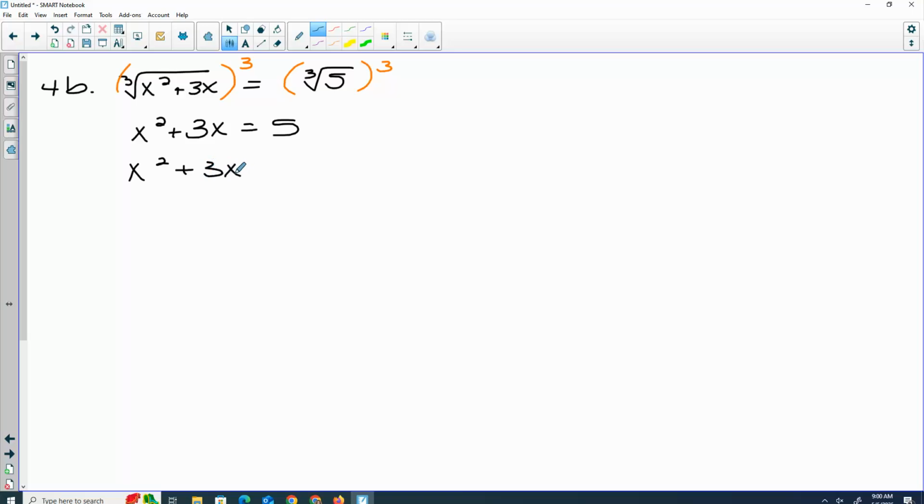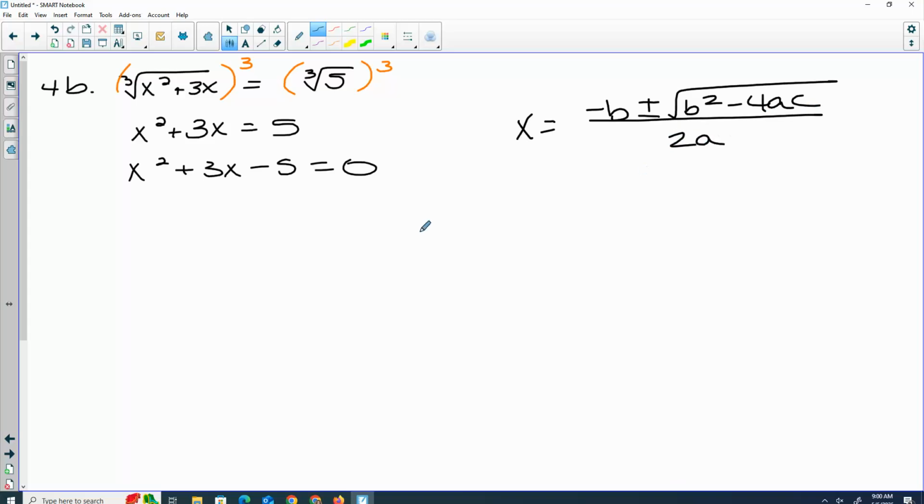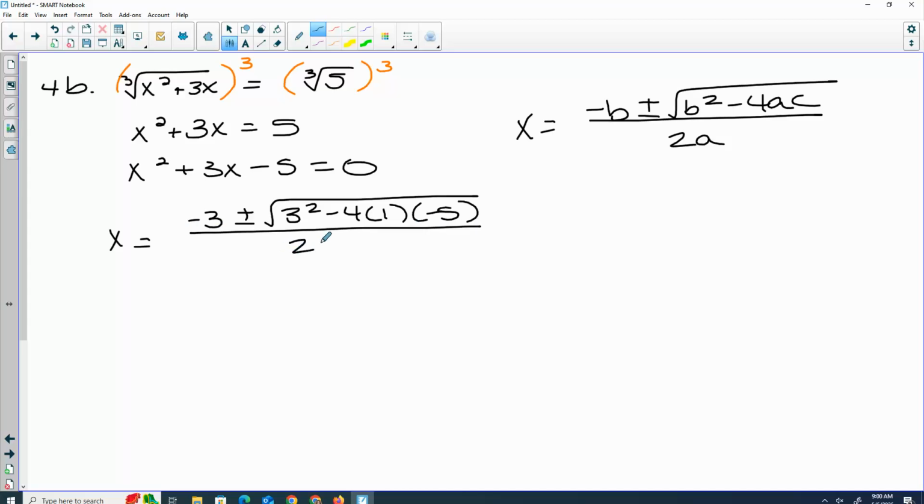So if we subtract over the 5. And when you try to factor, nothing multiplies to negative 5 and adds to 3. So that's when you have to do the quadratic formula. This is one that we should know. So the opposite of b, plus or minus the square root, b squared minus 4ac, all over 2a. So the opposite of 3 would be negative 3, plus or minus the square root, 3 squared minus 4 times 1 times negative 5, over 2 times 1.